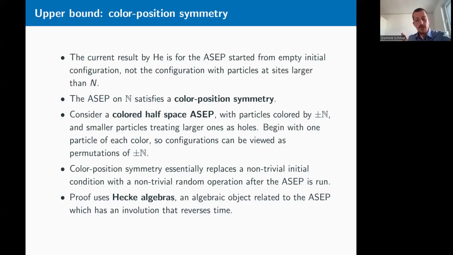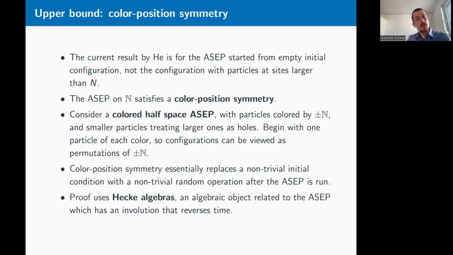Okay, so maybe this is just to give you an overview. Let me also say briefly that this color position symmetry is related to something called random walks on Hecke algebras. You treat the exclusion process, the ASEP, as a random walk on a certain Hecke algebra, which has a certain involution property that allows you to do this non-trivial shift. But that's maybe just for the experts at that point.